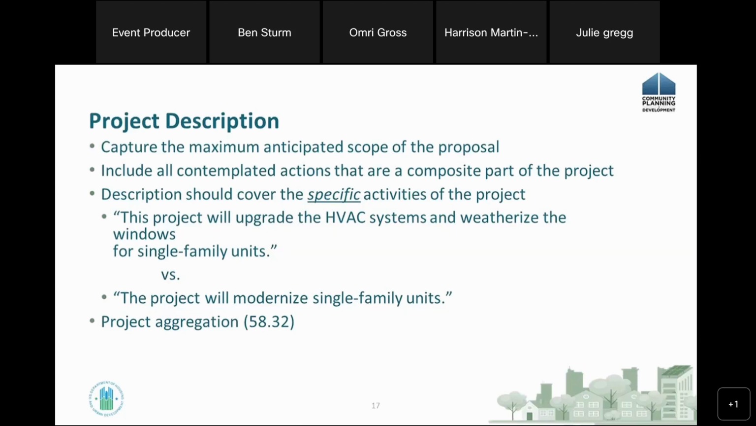Now, HUD's aggregation principles under 24 CFR Part 58.32 require that all related, reasonably foreseeable activities must be aggregated and included in the project description of the environmental review. Next slide, please.